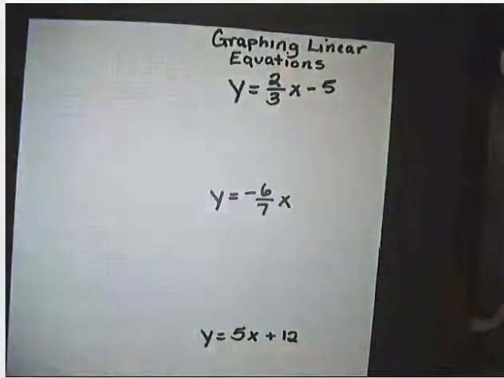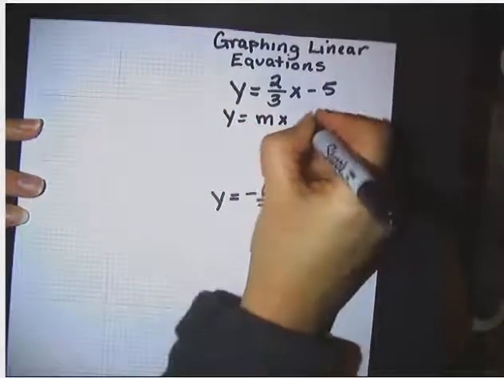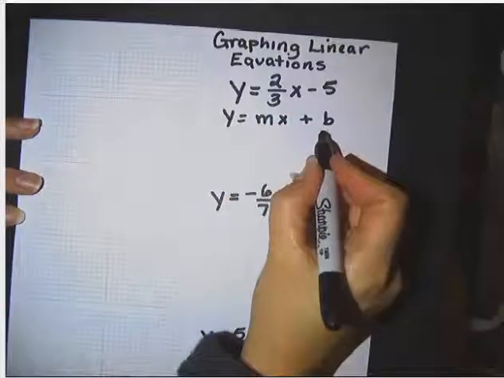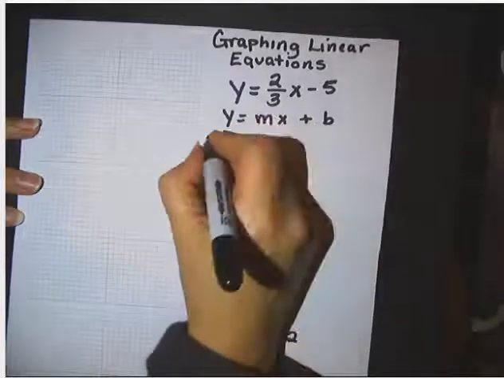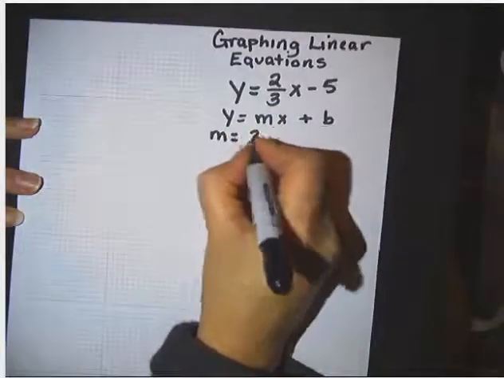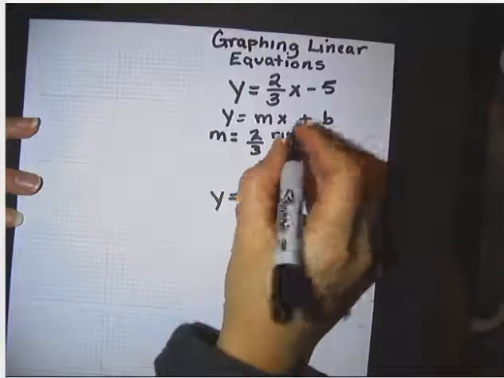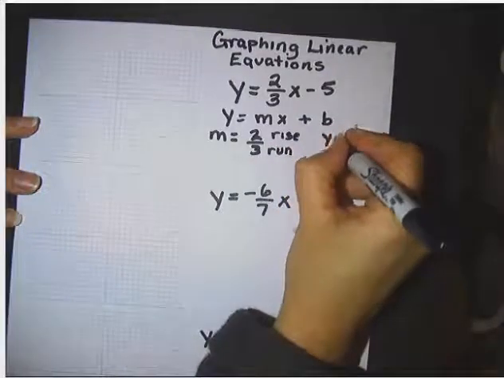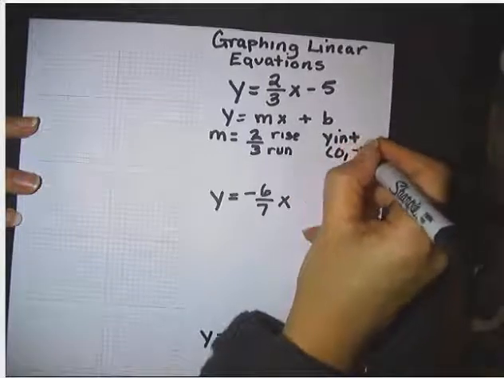And when you have y equals mx plus b, remember the number in front of x is your slope, the number that's added or subtracted is your y-intercept. So in this equation, my slope, which we call m, is 2/3. So we're going to rise 2 and run 3. And our y-intercept is -5, and that's 0, -5 is the coordinate.